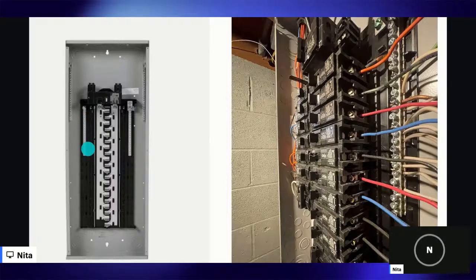So in a main panel, you can have neutrals and grounds on the same bus. In a sub panel, you may not. You may not in a sub panel have neutrals and grounds on the same bus bar. So our neutral wire is carrying current in normal operation. Our ground wire is only carrying current during a fault or when something goes wrong.